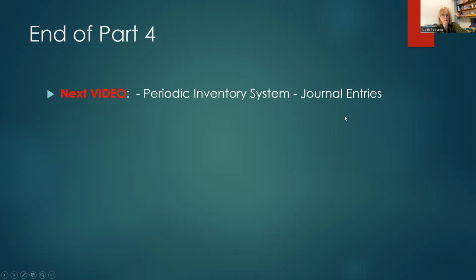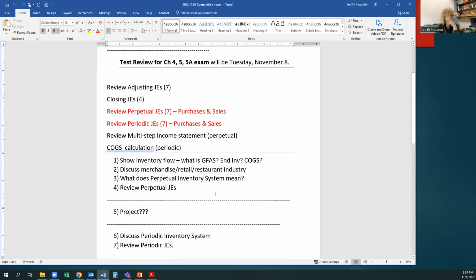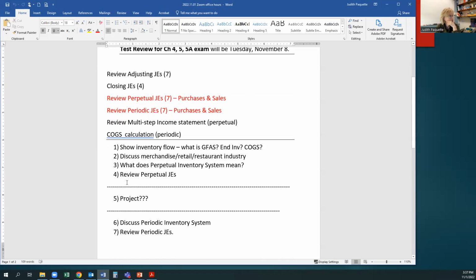Let's see. Can you see my Word document now? Yes. So I want to show you this, the cost of goods sold calculation. Okay. Let's go to that.